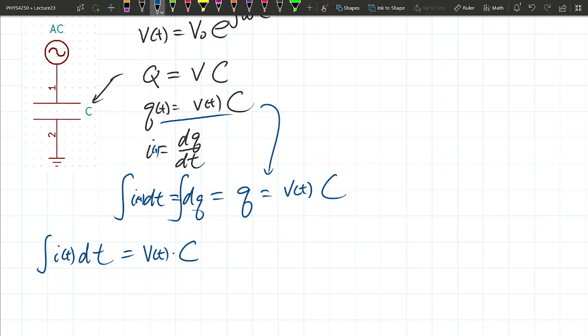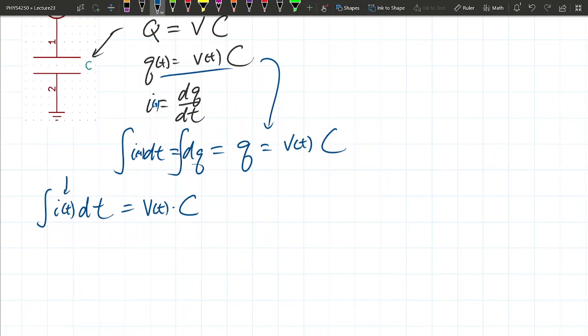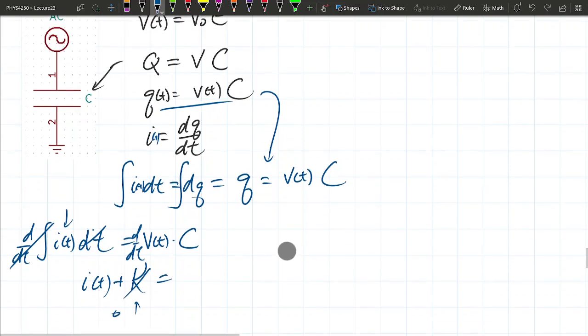So how do I get rid of this stuff? I want to solve for current, but it's inside an integral. What should I do? Take the derivative with respect to time. That basically knocks out the integral. Now I have some current as a function of time. There's a little caveat: there's probably a constant of integration here, but let's just set that to 0.